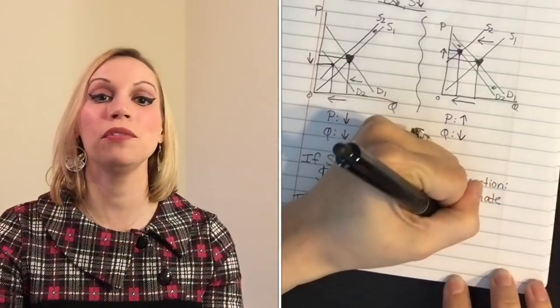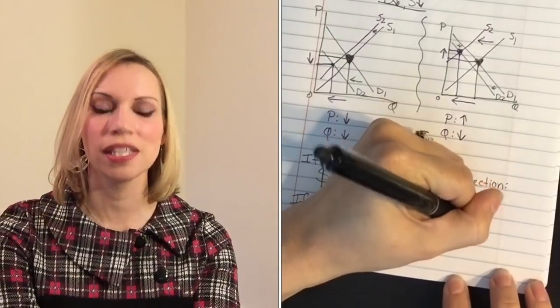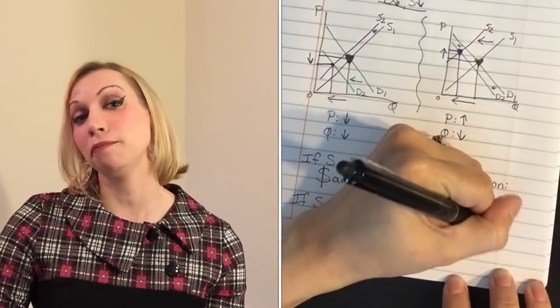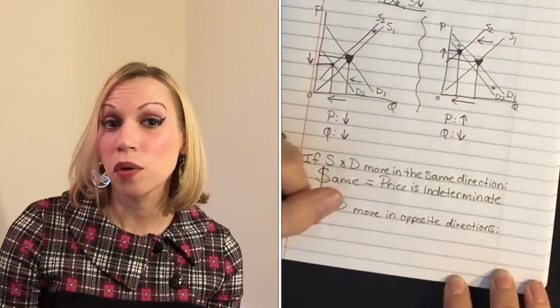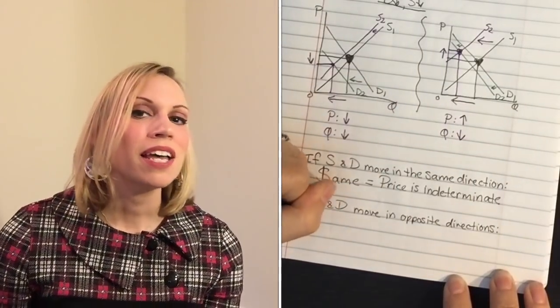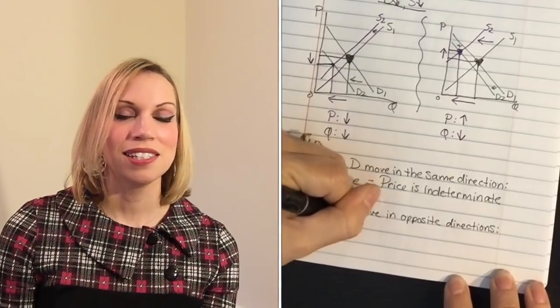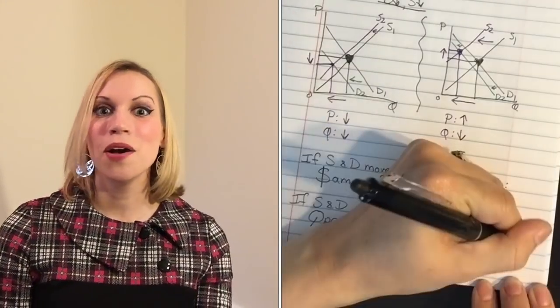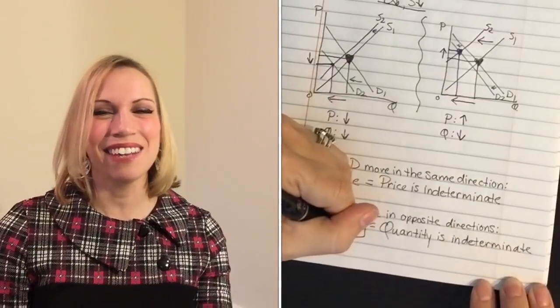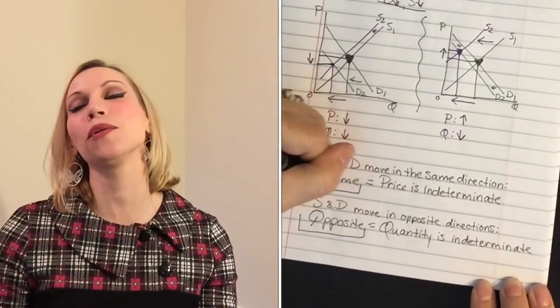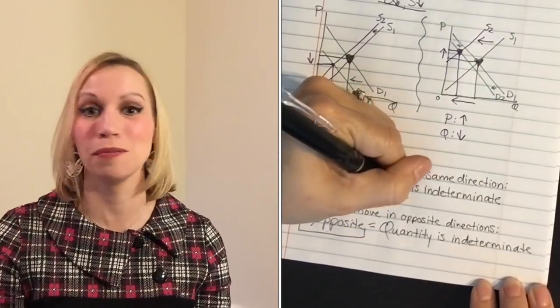But oh yes, it gets even better than that. Suppose that supply and demand are moving in opposite directions. So maybe in this example, demand is going up and supply is going down. If they're moving in opposite directions, just take a line and put it through that O, quopposite. If they're moving in opposite directions, quantity is going to be your indeterminate factor.